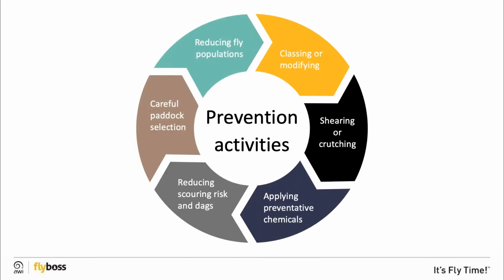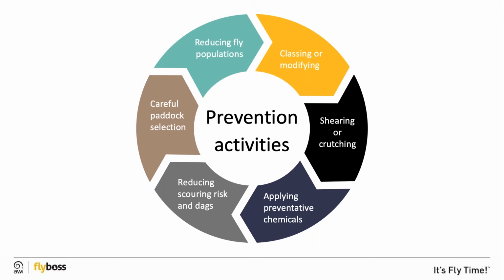Preventative activities which help reduce the risk of fly strike include classing and modifying sheep, which includes breeding and selecting sheep which are less susceptible to fly strike, as well as mulesing high-risk sheep and docking lamb's tails to optimum length when marking. Shearing and crutching to reduce wool length, so wool dries out more quickly, particularly around the breech. This also reduces the prevalence of dags.